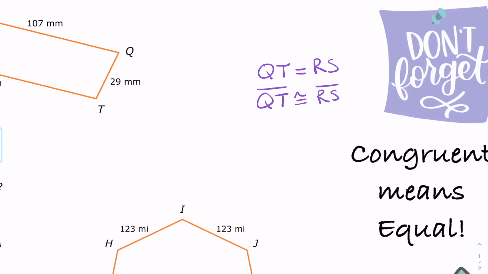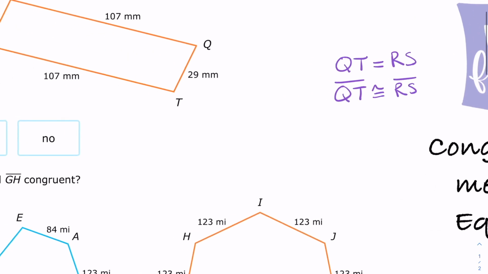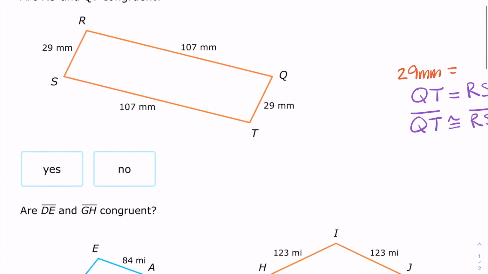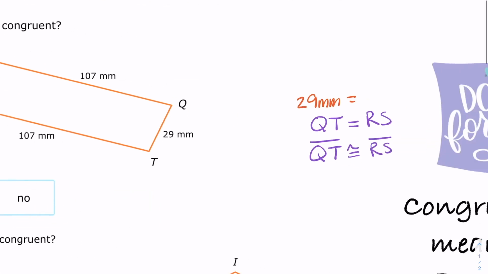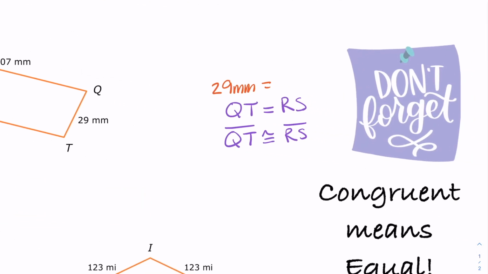What's the difference of this? Well, segment QT has a length of 29. So here we write 29 millimeters is equal to RS, which is 29 millimeters. So if 29 millimeters equals 29 millimeters, then QT does equal RS, and then QT is congruent to RS.